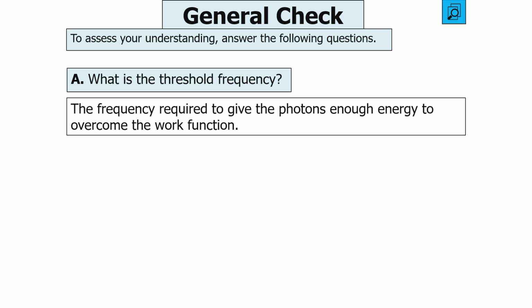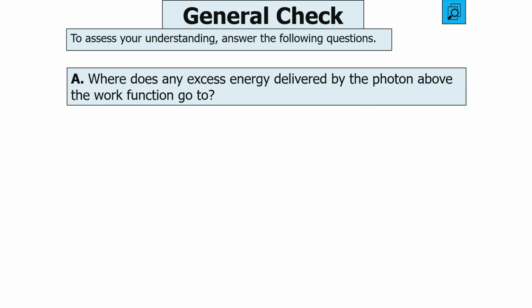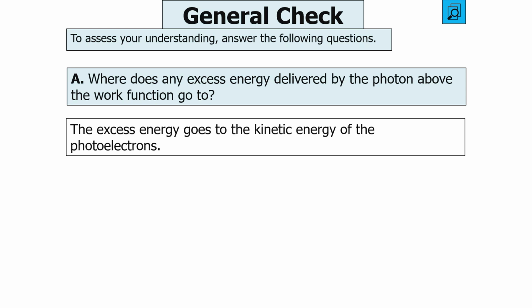It is the frequency required to give the photons enough energy to overcome the work function. Where does any excess energy delivered by the photon above the work function go to? Pause the video now, then unpause the video when you want to go through your answer. The excess energy goes to the kinetic energy of the emitted photoelectrons.